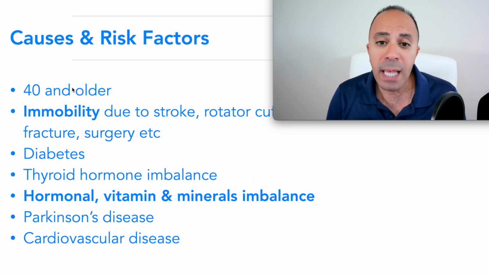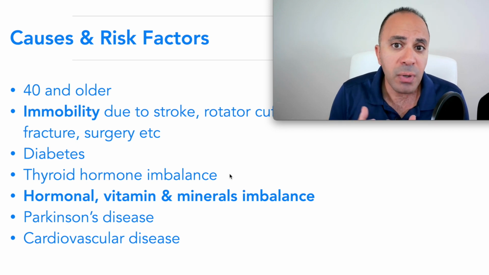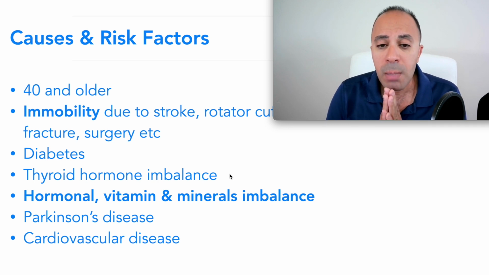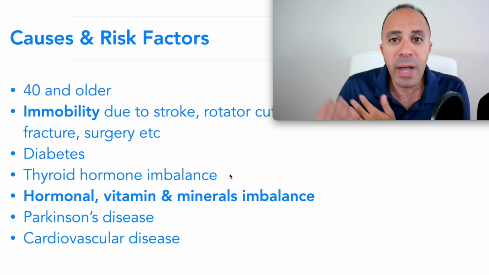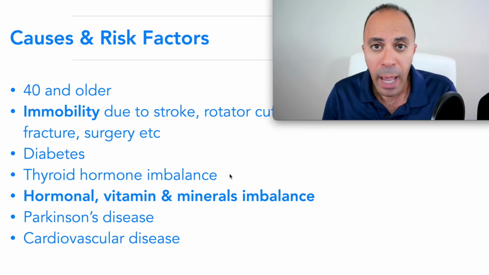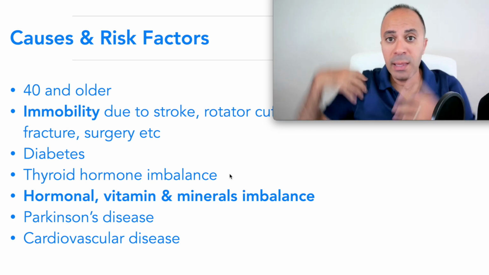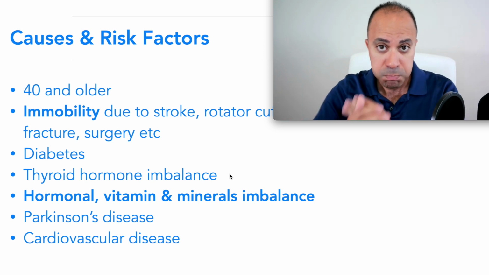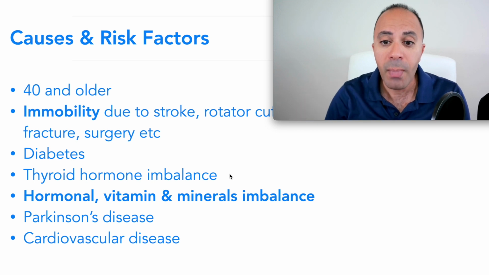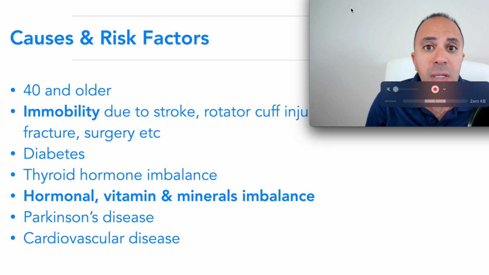So, causes and risk factors, especially the risk factor of being over 40 years old. A very common risk factor is immobility. If you injure your rotator cuff and you stop moving, any immobility, if you don't use it, you lose it. And that's very typical with frozen shoulder. If you limit your range of motion for several weeks, that's good enough to freeze the joint.